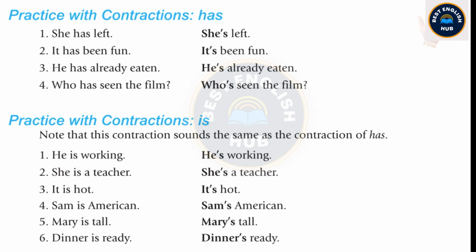Contractions with has. She's left. It's been fun. He's already eaten. Who's seen the film? Contractions with is. Is sounds the same as the contraction of has. He's working. She's a teacher. It's hot. Sam's American. Mary's tall. Dinner's ready.